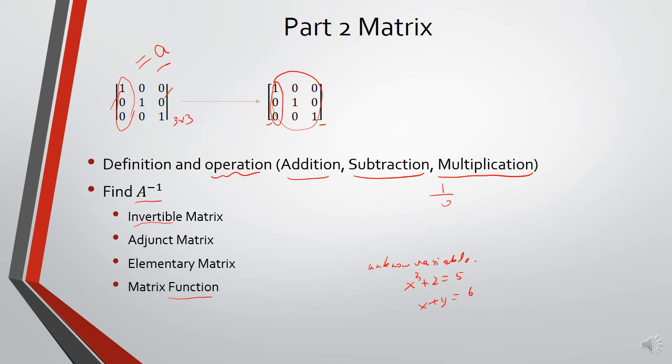Similarly, if we have all this knowledge prepared, like the invertible matrix, adjoint matrix, elementary matrix, we will be ready to solve our matrix function. This time, the unknown variable we want to find is not a single number, but a matrix. Well, that sounds cool, right? All right, so let's continue.